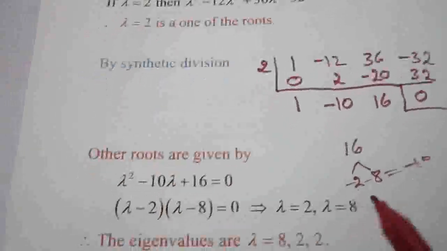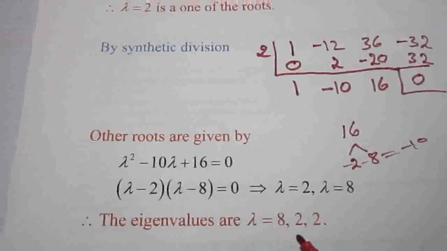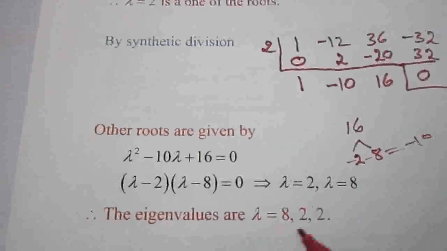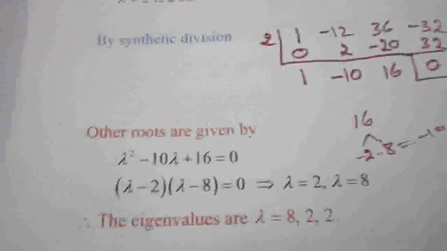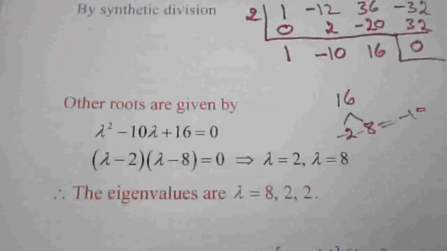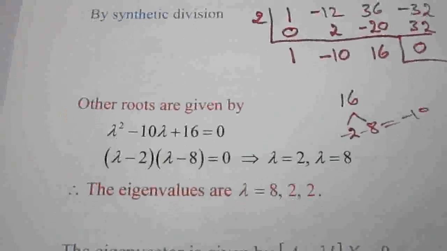So the eigenvalues are 8, 2, 2. One different eigenvalue, and the other 2 eigenvalues are equal. So 8, 2, 2 are repeated eigenvalues. So we found 3 eigenvalues, namely 8, 2, 2. And now I am going to find the eigenvectors.